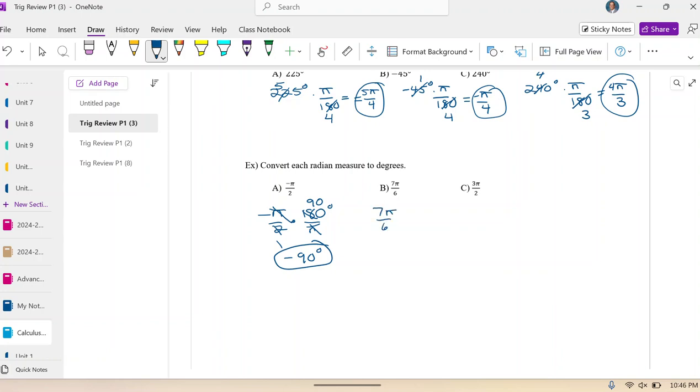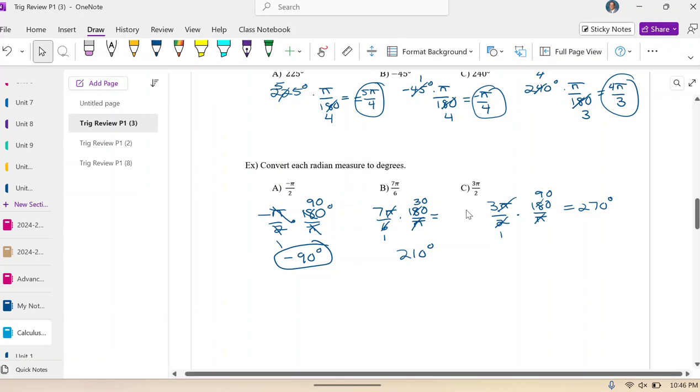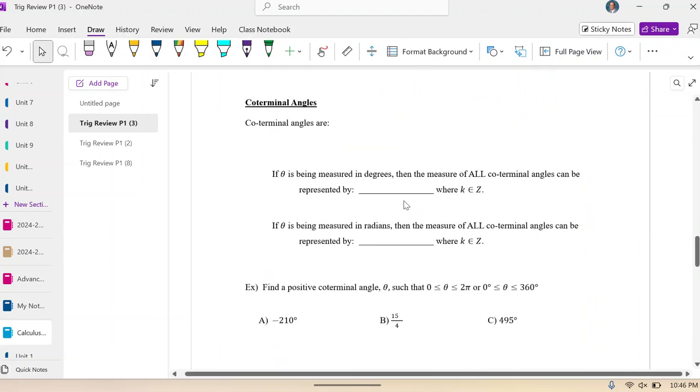7 pi over 6 times 180 over pi. 6 goes into 180 30 times, pi's cancel. 7 times 30 is 210 degrees. 3 pi over 2: so 90 times 3 is 270. All right, so that's conversion.